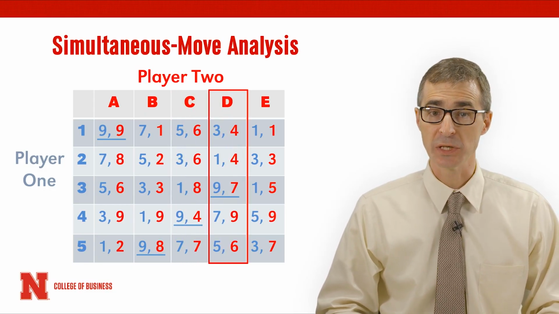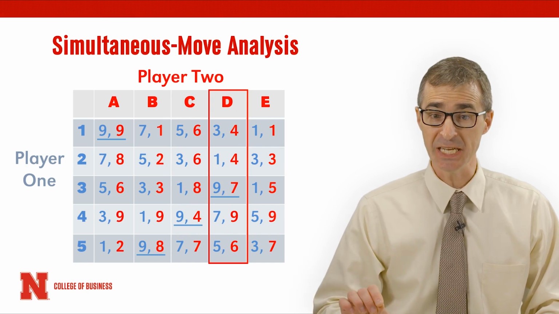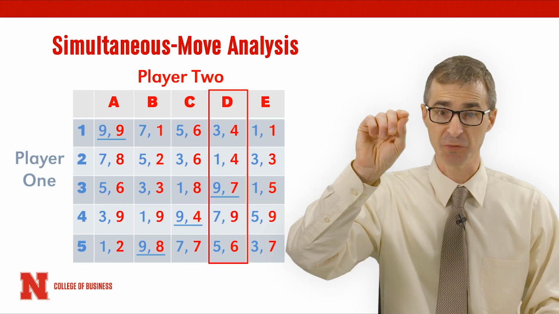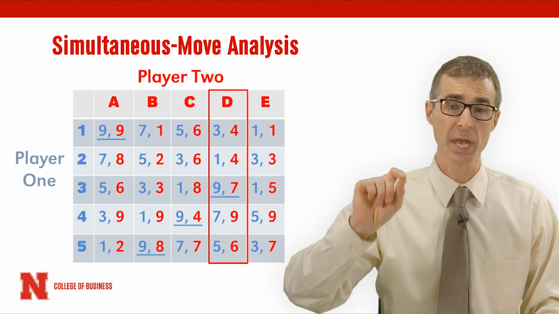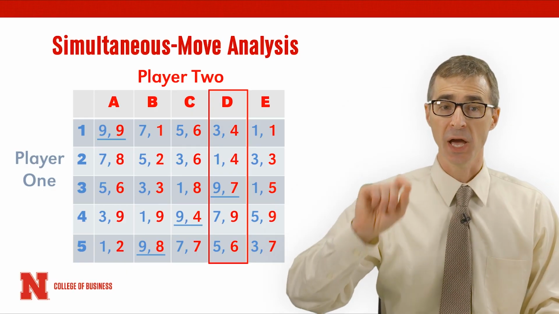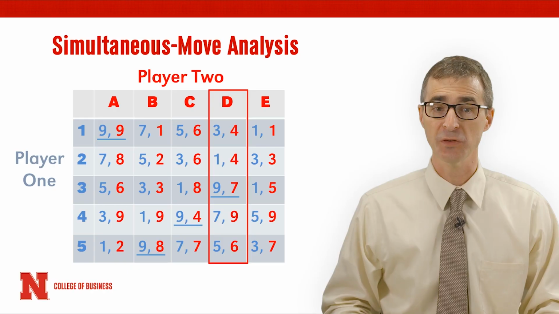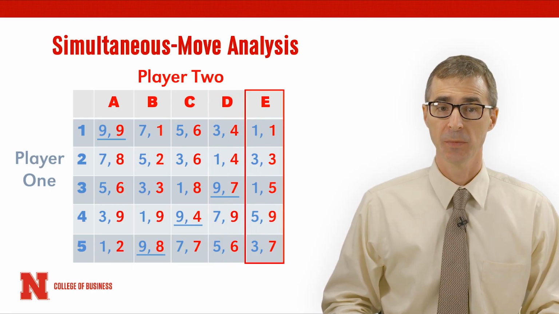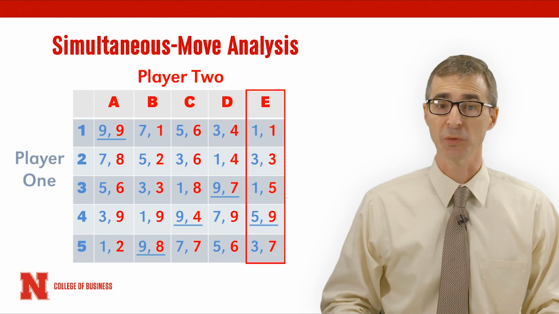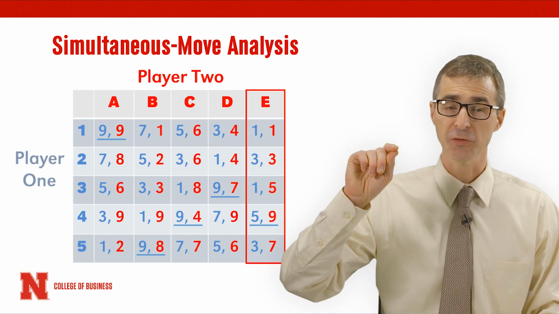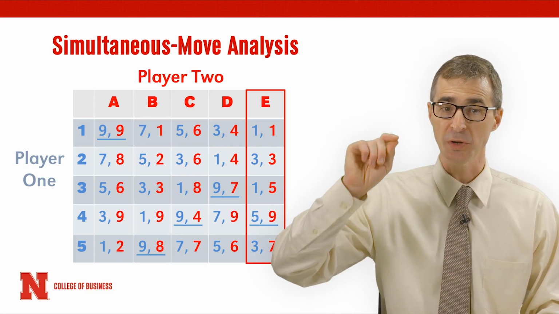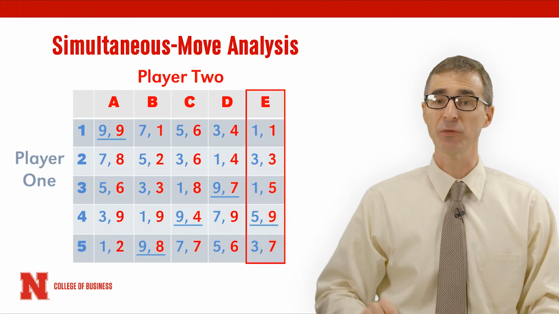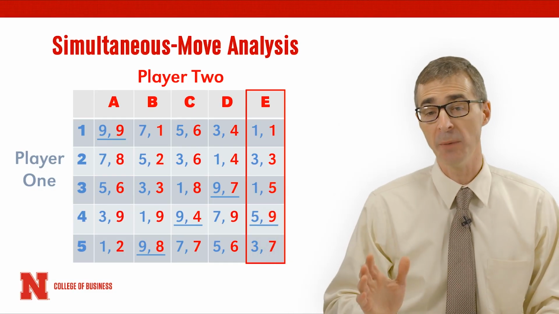If player 2 is pursuing strategy D, again we look down column D at player 1's possible responses and payoffs: 3, 1, 9, 7, 5. 9 is the highest payoff associated with strategy 3, so we underline that. If player 2 is pursuing strategy E, the payoffs for player 1 associated with strategies 1, 2, 3, 4, and 5 are 1, 3, 1, 5, and 3. Strategy 4 is the dominant strategy or the optimal strategy.